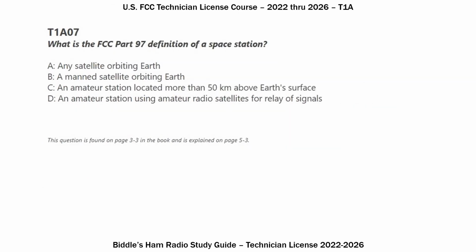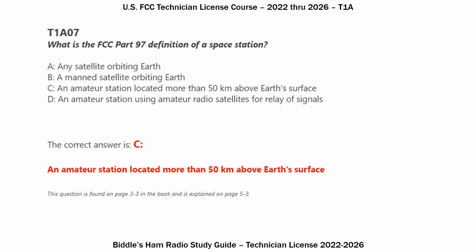Okay, next question, T1A07. What is the FCC Part 97 definition of a space station? A, any satellite orbiting Earth. B, a manned satellite orbiting Earth. C, an amateur station located more than 50 kilometers above the Earth's surface. Or D, an amateur station using amateur radio satellites for relay of signals. And our answer is C, an amateur station located more than 50 kilometers above the Earth's surface.